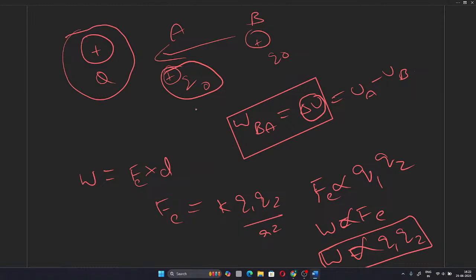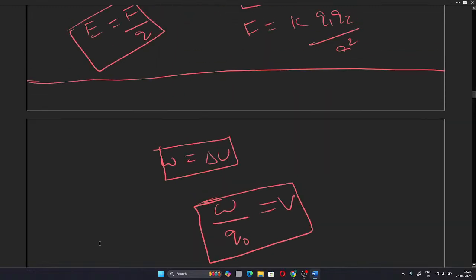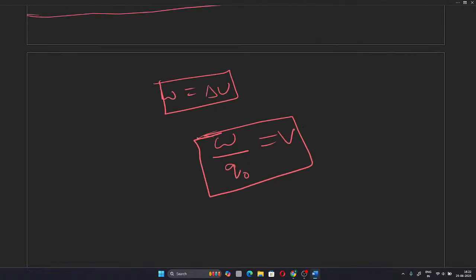We are completely removing this moving charge by dividing by it so that we get the potential. That is basically what I understood.